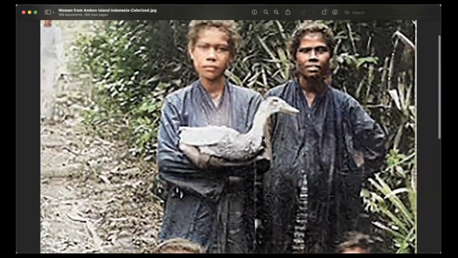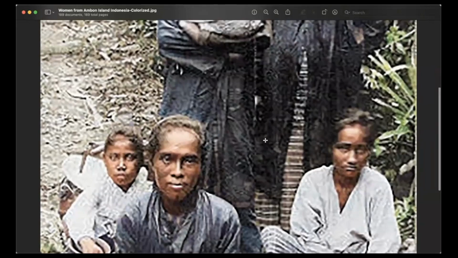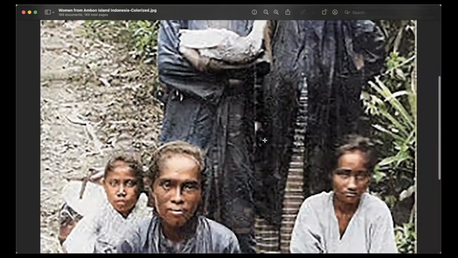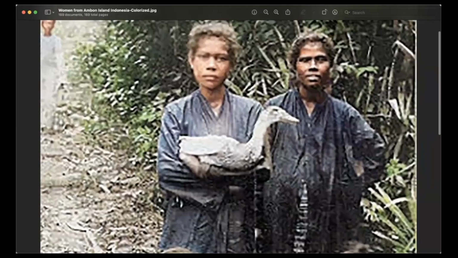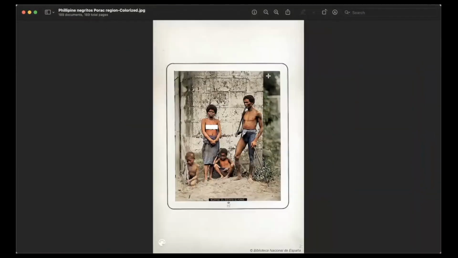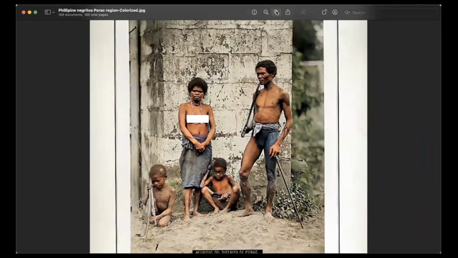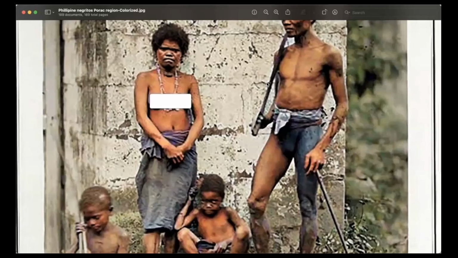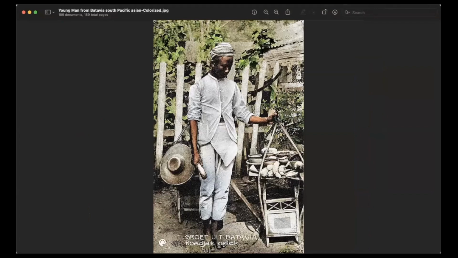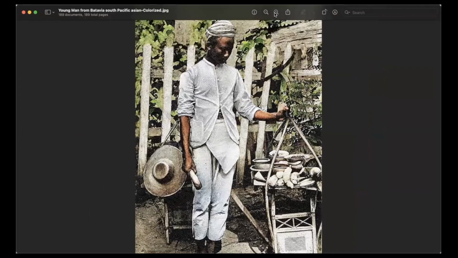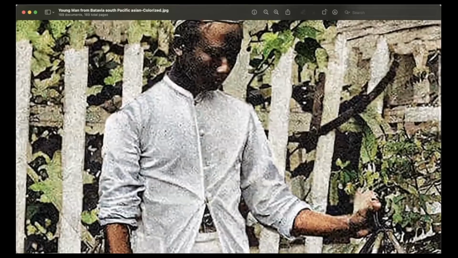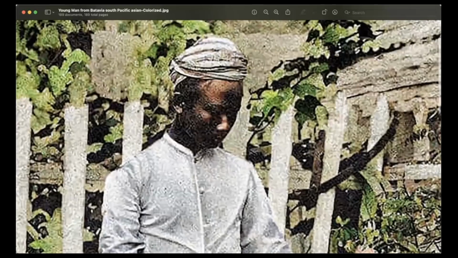So-called Negro people as well, very swarthy. Again, these are your so-called Chinos, Chinas they were bringing over to the Americas, Ambon Islanders. Here we have Filipino Negritos, the Porag region, they said, from the Philippines. Here we have a young man from Java or Javanese, Batavia, Jakarta is called today, South Pacific. Very swarthy young fellow, Javanese, as you guys can see, very swarthy Javanese.